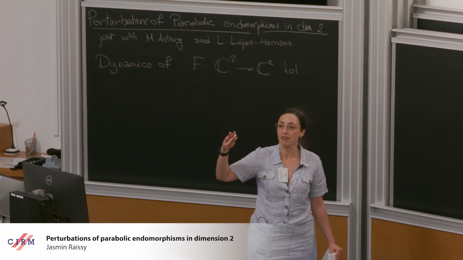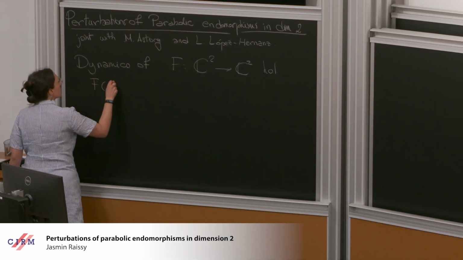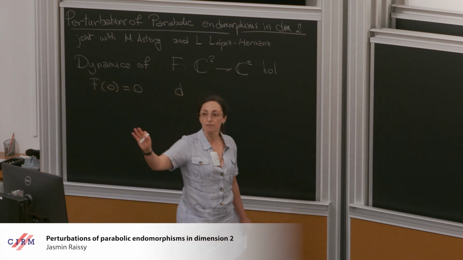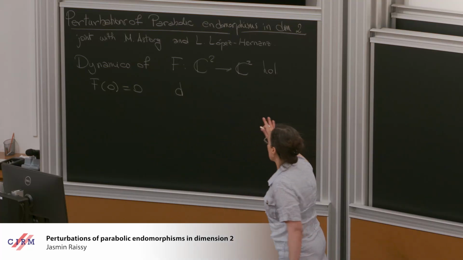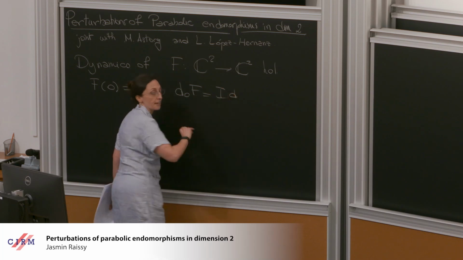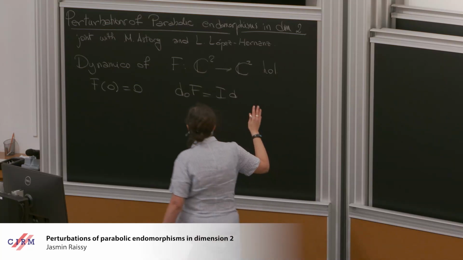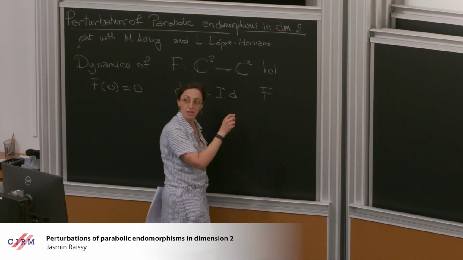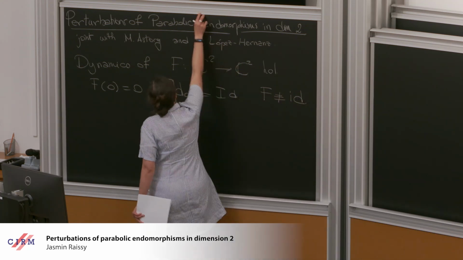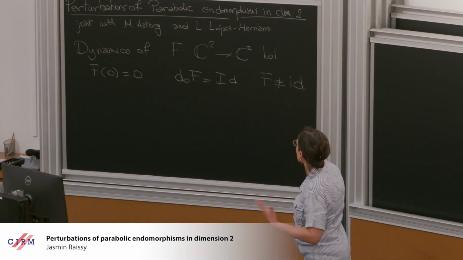Since the dynamics is invariant under changes of coordinates, my fixed point is my favorite fixed point, which is the origin. And parabolic, well, I could be more general, but for the sake of simplicity today, parabolic will mean the differential at the origin is the identity. And of course, I want to do dynamics which has a meaning, and so there is a map that I'm going to exclude. Can you guess which one? I'm going to exclude the identity, okay?